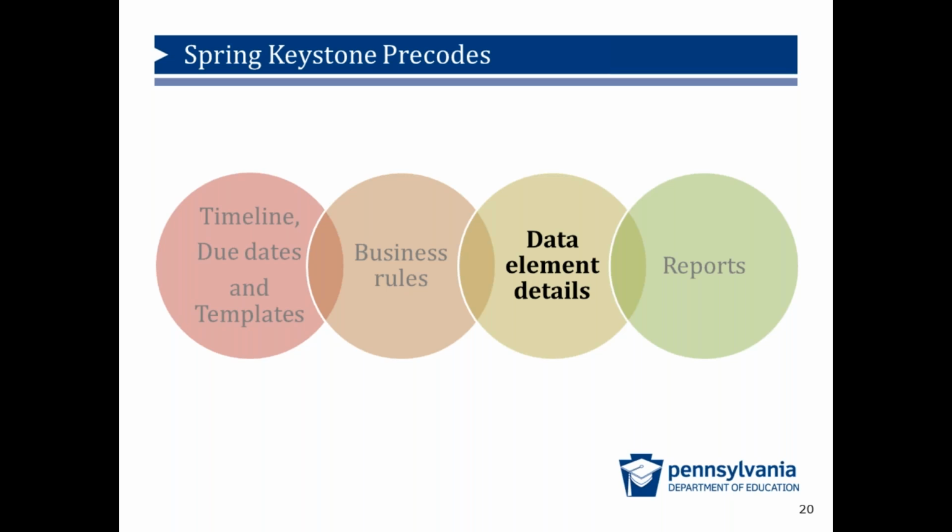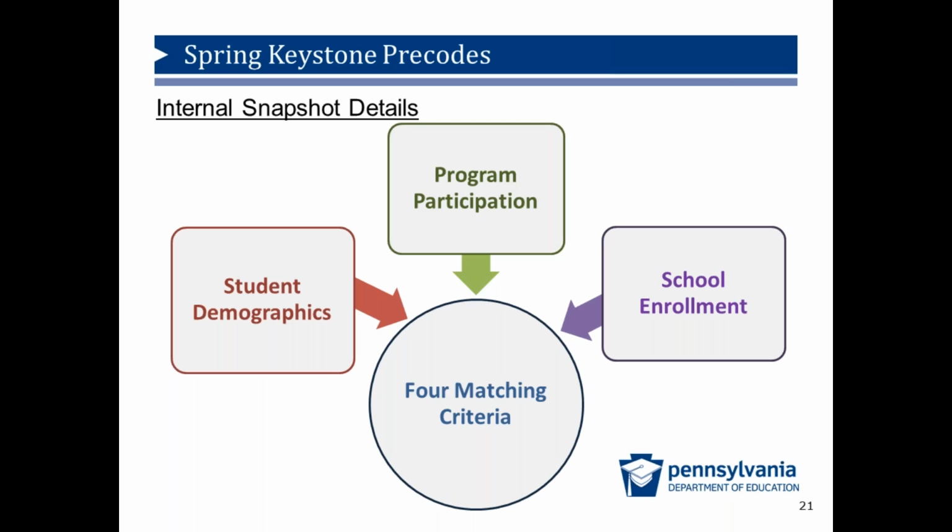Now we can look at the details of the data elements that are important in this internal snapshot. It begins with the student, represented here by the blue circle, which includes the student's four matching criteria, surrounded by the components of the student that make up the student demographics, the program participation, and the school enrollment as reported in PIMS by the PIMS administrator.